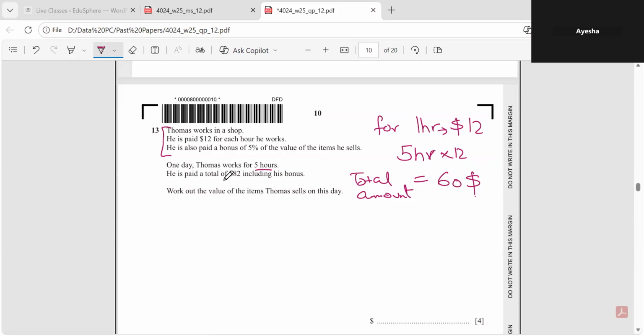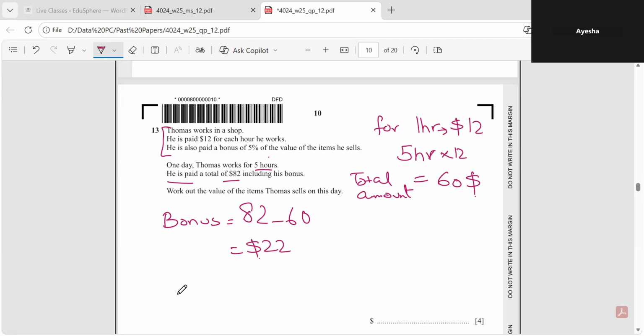Now he is paid a total of $82. It means, how much is the bonus? This was $60, which was straight for 5 hours. So let's count it first, for the bonus we have to actually calculate. Bonus means that first we are going to subtract this 60 from 82. So we write 82 minus 60, which is $22. Now this is the bonus.